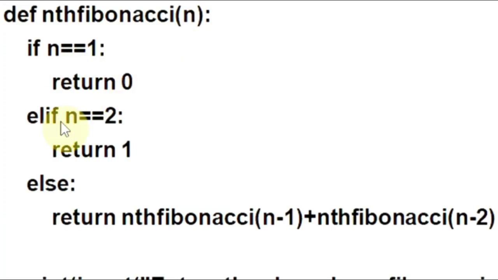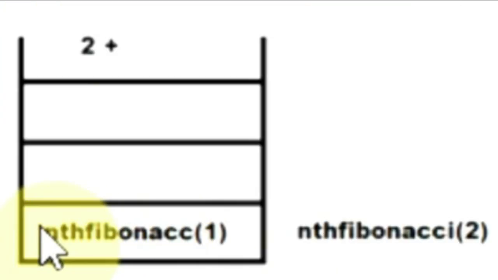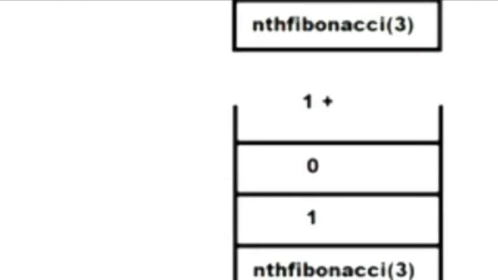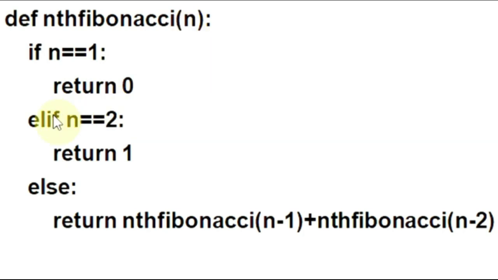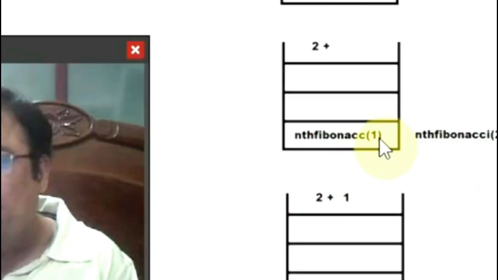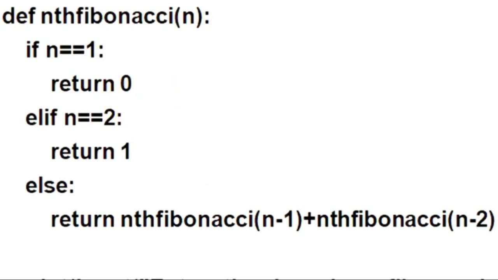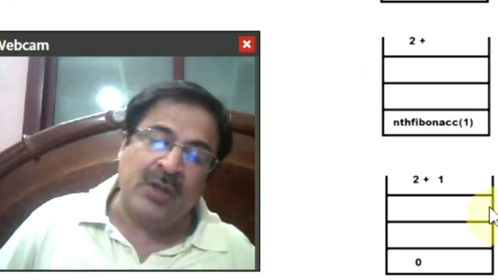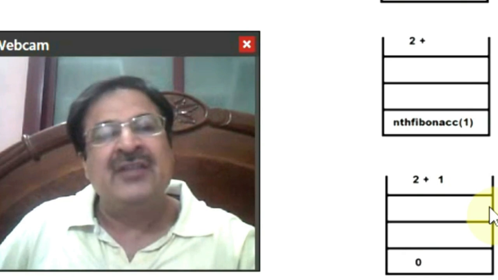Is 3 equal to 1? No. Is 3 equal to 2? No. Nth Fibonacci 3 minus 1, that is nth Fibonacci 2, will be called, and nth Fibonacci 3 minus 2, that is 1, will be pushed to the stack. So nth Fibonacci 1 will be pushed to the stack and nth Fibonacci 2 will be invoked. So 2 will be assigned to parameter n and it will return value 1. 2 was already there. This will get you the value 1. 2 plus 1 is 3. And nth Fibonacci 1 will always return value 0. So 2 plus 1 is 3. That means the fifth Fibonacci value is 3.